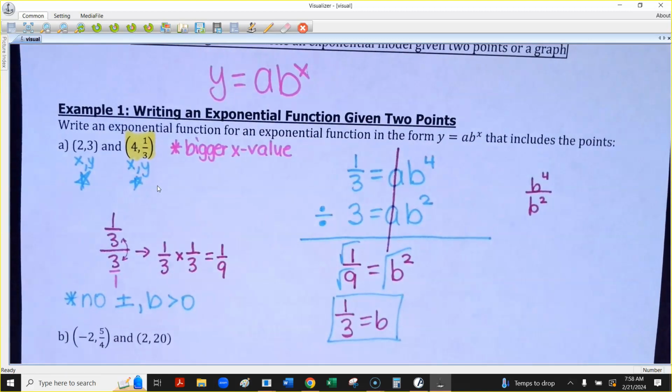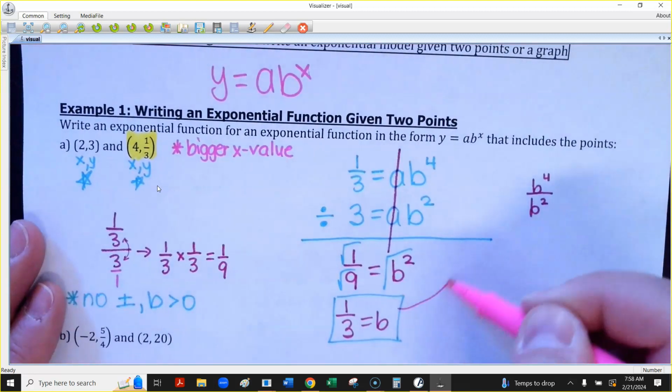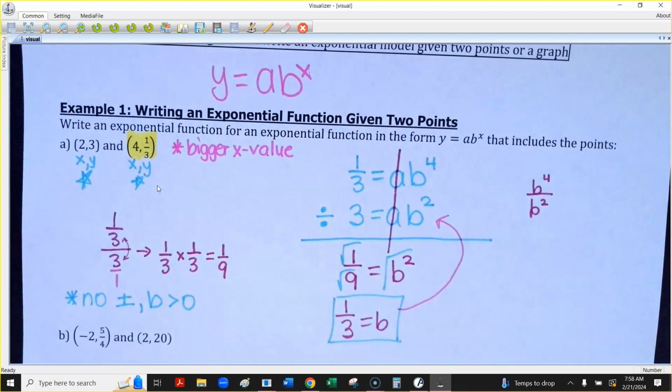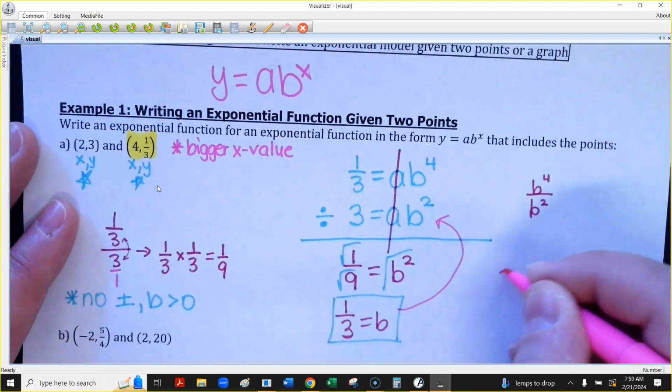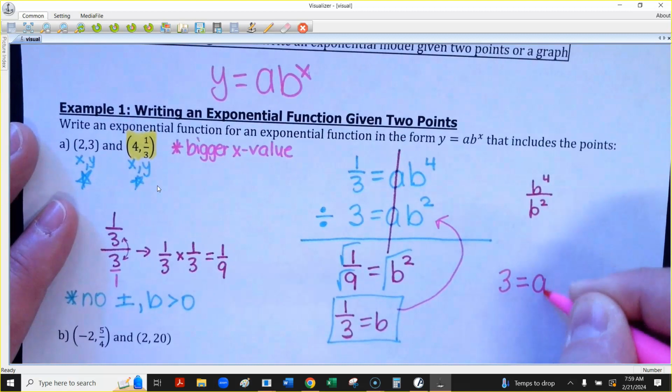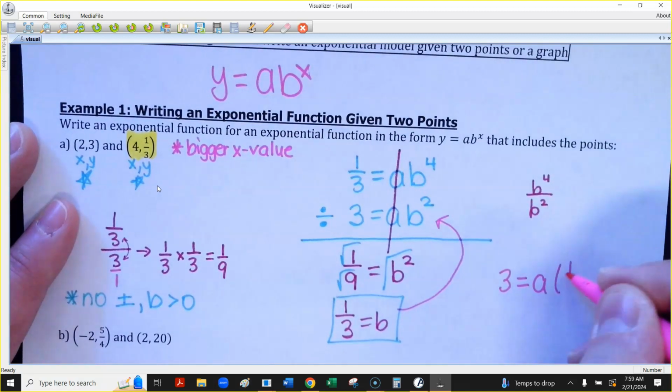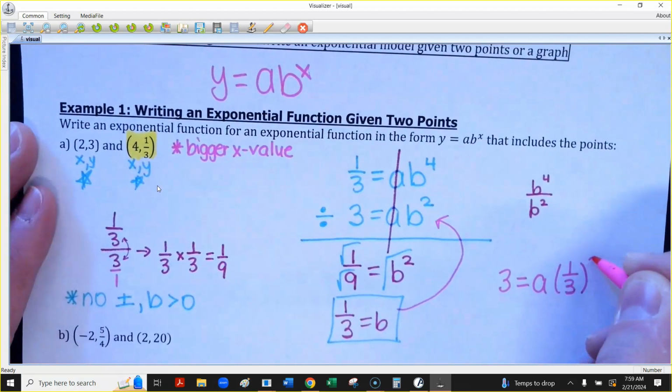All right, so my goal, I'm going to write y equals ab to the x. So I know b. How could I figure out a? Plug it in like a Glade air freshener, right? Okay, now whichever one, this is me, I don't want to mess around with the fraction, so I'm just going to plug it into the second equation. I know b now, so I'm just doing a little substitution. So I'm going to write 3 equals a, we still don't know that, but I do know that b is 1/3 now, so this would be 1/3 squared.